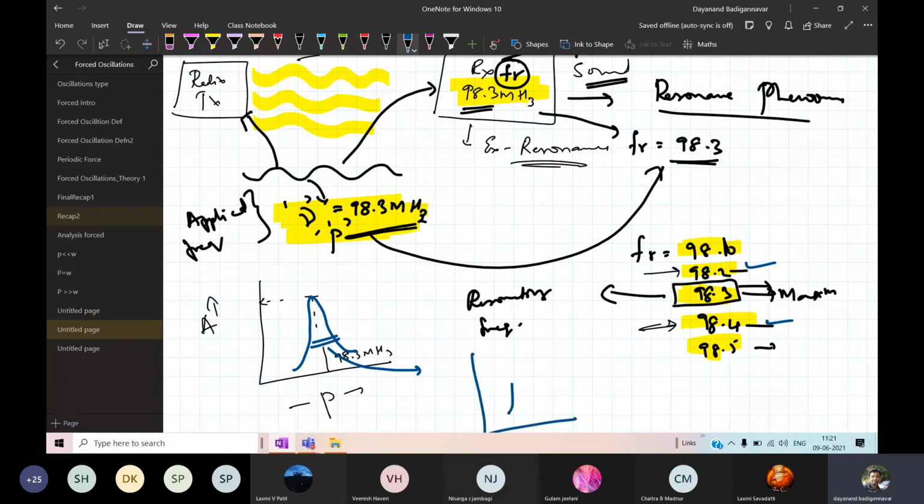So this is the way. So if it is like this, then the selectivity is very, very high.